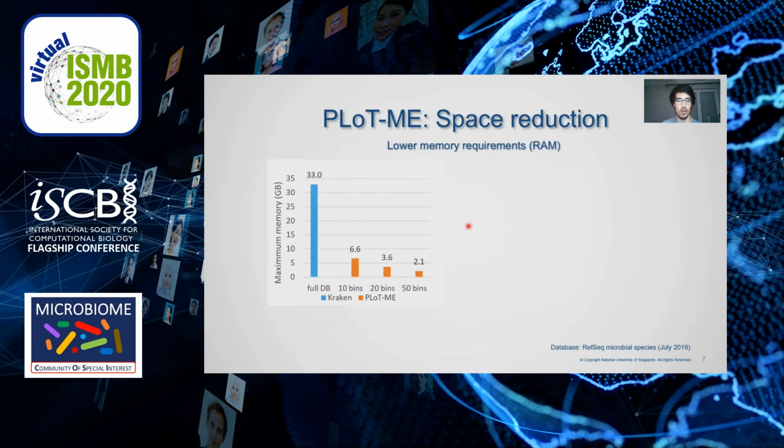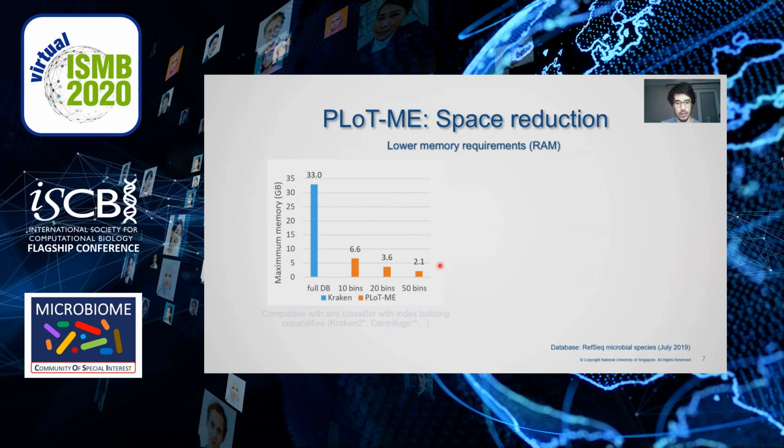And the main point of PLoT-ME is to reduce the memory need. We are at 33 gigabytes with Kraken, with a whole set of microbial species. But with PLoT-ME, with 10 bins, we are down to 6.6 for the largest bin. And it goes all the way down to 2.1 with 50 bins. The bins are not equal because of k-means, but that's something we are working on.